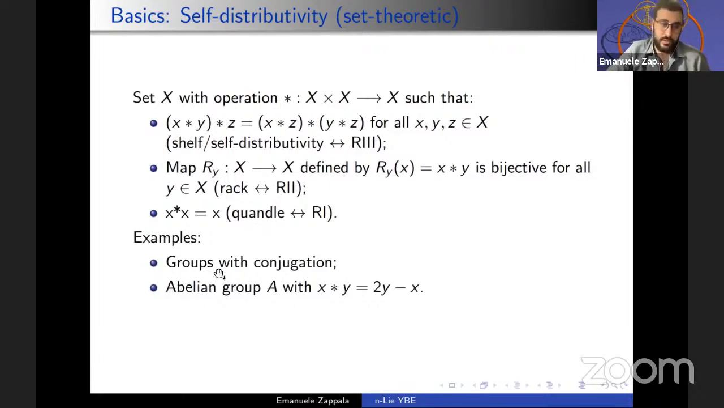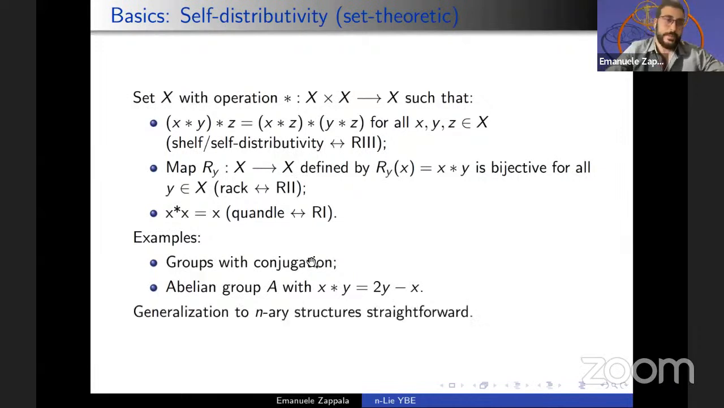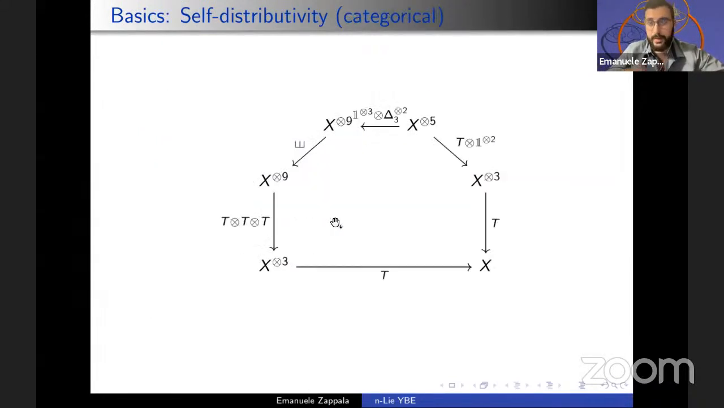Plenty of examples: groups with conjugation. This is another case of Alexander quandles that I assume is known to almost everyone in the audience, but it's good to repeat things. But the group with conjugation is really the epitome of the notion of quandle operation and therefore also rack. So the generalization to n-ary structures is simply a matter of writing them down. It's not really particularly enlightening. So I skip directly to the categorical version.